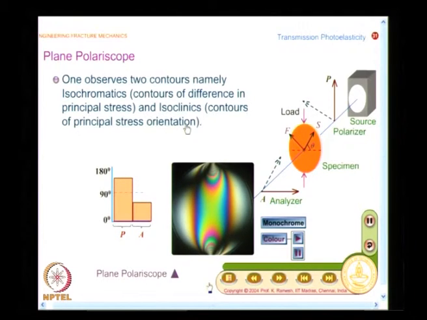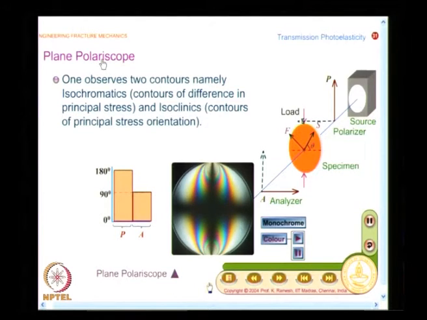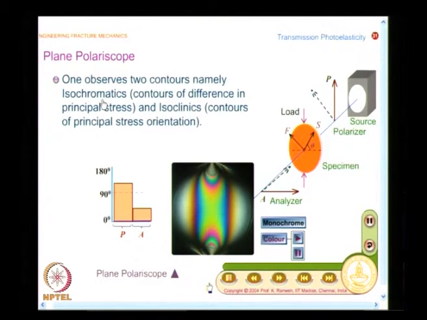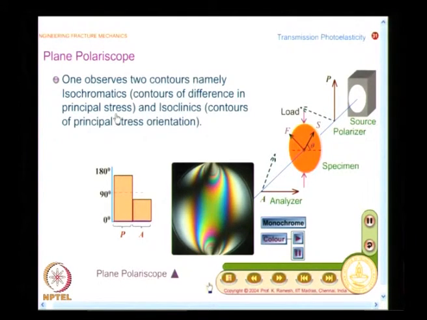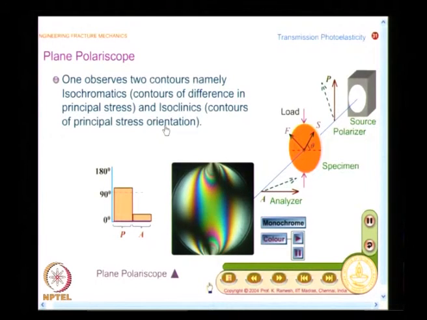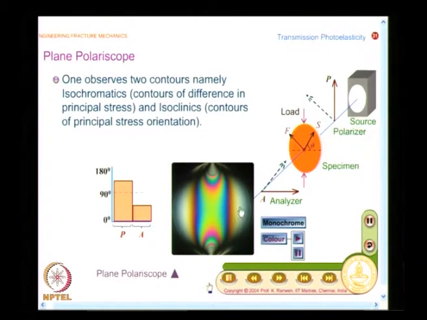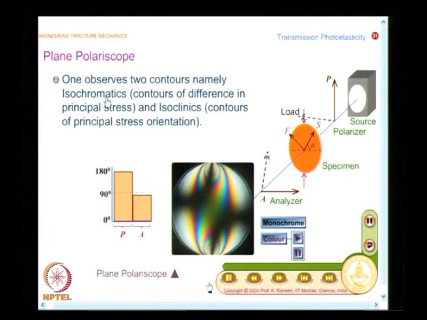So, what you have here is, in a plane polariscope, it is very clear now, one observes two contours, namely isochromatics, which show contours of difference in principal stress, and isoclinics, they are nothing but contours of principal stress direction. And what happens here when I want to analyze what are isochromatics?